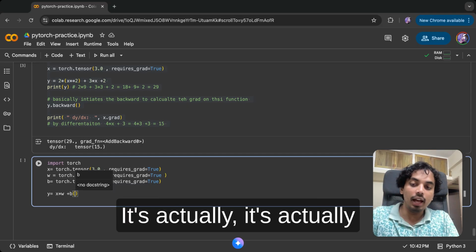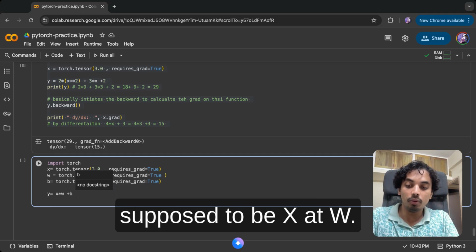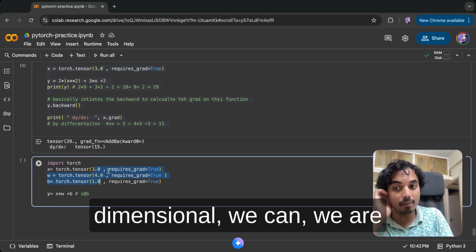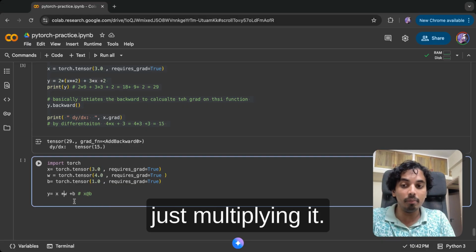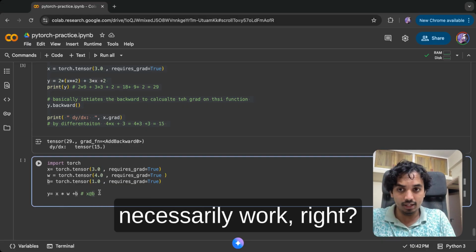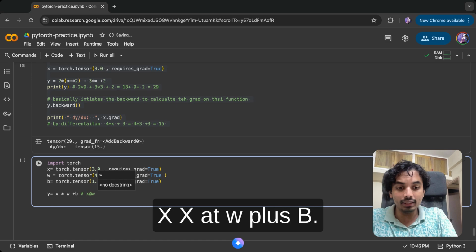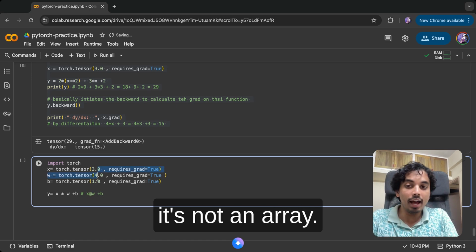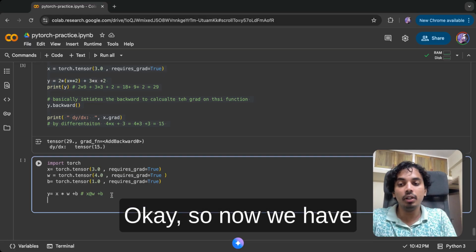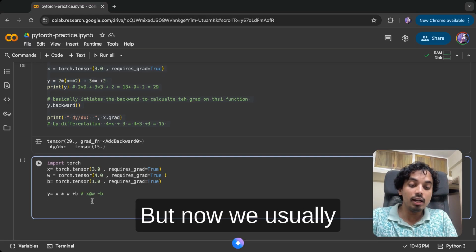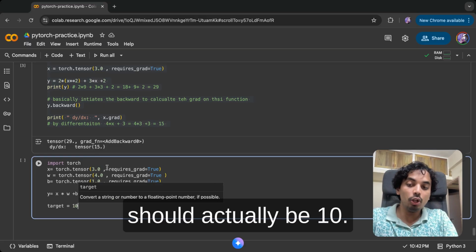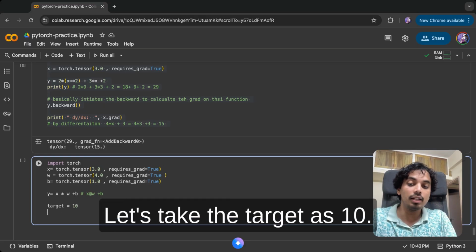Remember, it's actually supposed to be x at W. This is matrix multiplication, but because the singleton matrix is just one dimensional, we are just multiplying it. Matrix multiplication doesn't necessarily work, right? It's supposed to be x at W plus B, but because it's a single dimension, it's not an array, I'm doing it like this. Okay. So now we have got y is equal to this, but now we usually have a target. So this y, the target should actually be 10. Let's take the target as 10.